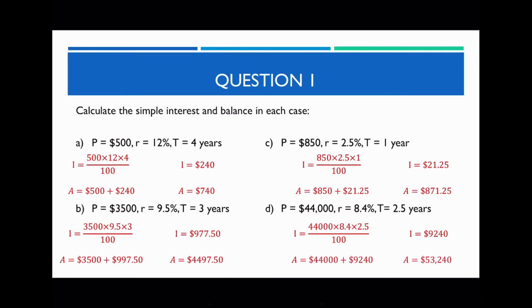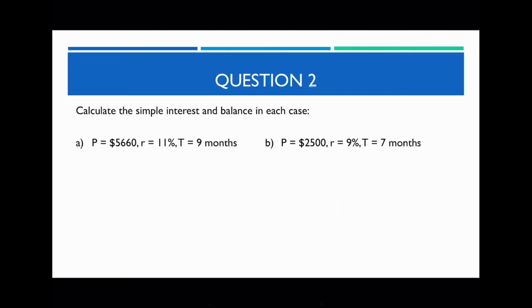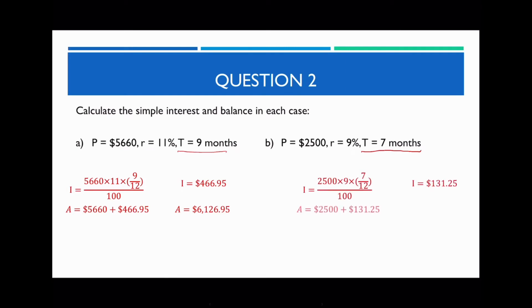All right, moving on to the next question over here. For the second question, I've actually given you the time period in months. So make sure that you convert these months into years, by dividing it by 12. So if you do this, your first answer for part A should be $466.95. And therefore, your final balance is going to be $6,126.95. Do the exact same thing for part B, and this is the answer you should have for part B.